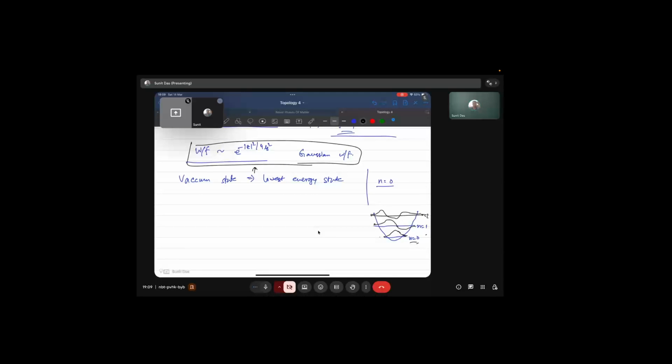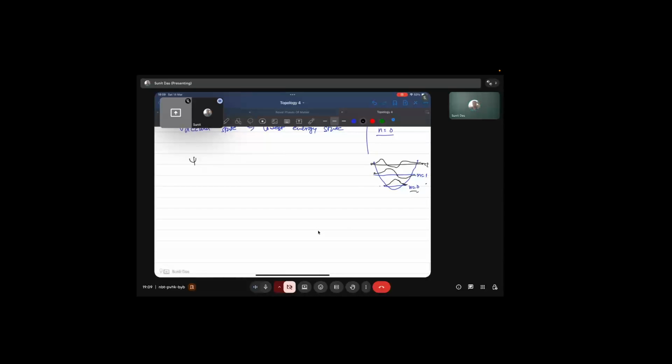Okay. Now, this is the state where, so let me write it down. So psi LLL, where LLL means lowest Landau level, which is for m equal to 0, e to the power minus mod z square by 4 lb square.